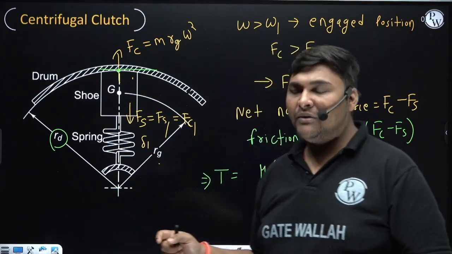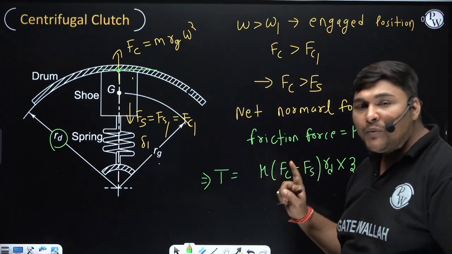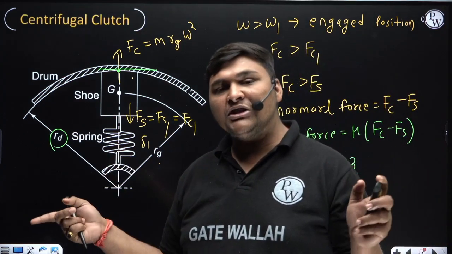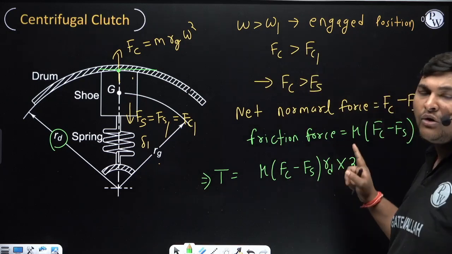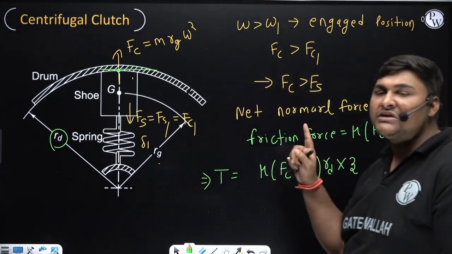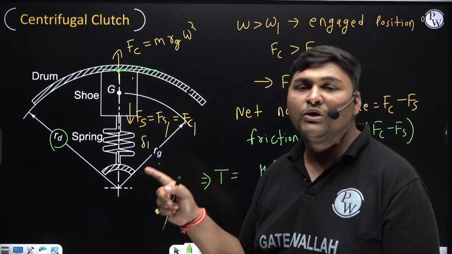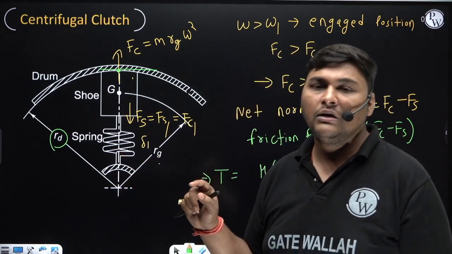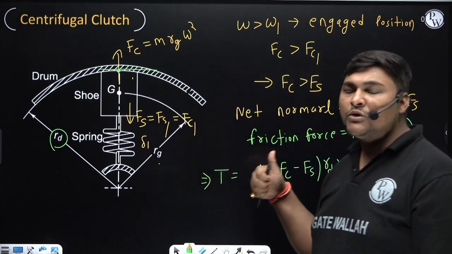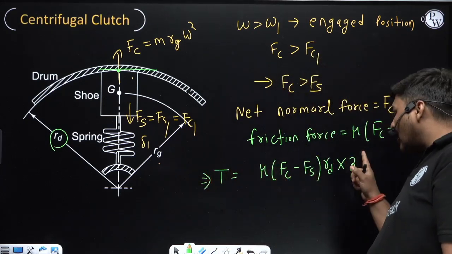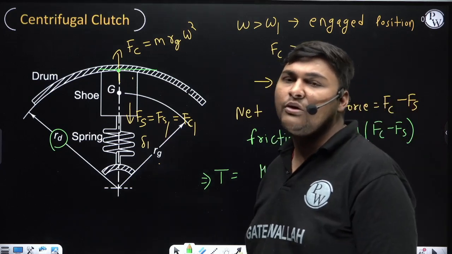Definitely the examiner will give either the spring force of all engaged position or the speed at which engagement is starting, that is omega 1. If actual speed is less than omega 1, there is no engagement. If actual speed is more than omega 1, there will be engagement, and at engaged position this is the expression to calculate torque transfer. But you need not remember this like this. At engaged position, centrifugal force is Fc and spring force is Fs. Spring force of all engaged position is constant, equal to centrifugal force of just engaged position, that is Fc1, and Fc1 is mRg omega 1 square. Net force at engaged position will be Fc minus Fs. Friction force into mu, torque into Rd, and to calculate total torque, we multiply by the number of shoes, Z. So this is the expression of torque transfer.